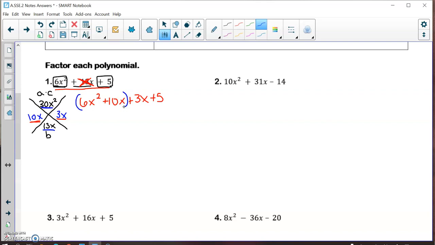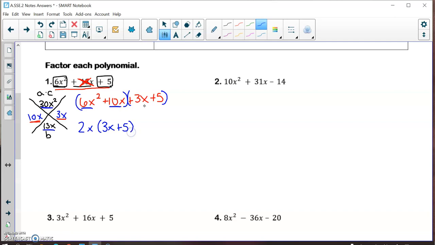I'm going to group my first 2 terms. I'm going to group my last 2 terms, including the operation between those 2 terms. And now we're going to factor out the greatest common factor. The greatest common factor out of my first 2 terms would be a 2x. When I factor that out, I'm left with a 3x plus a 5.